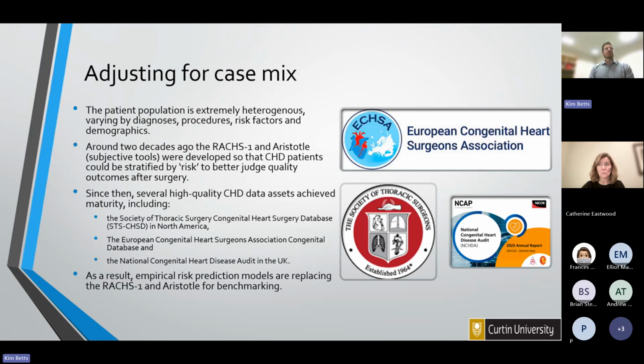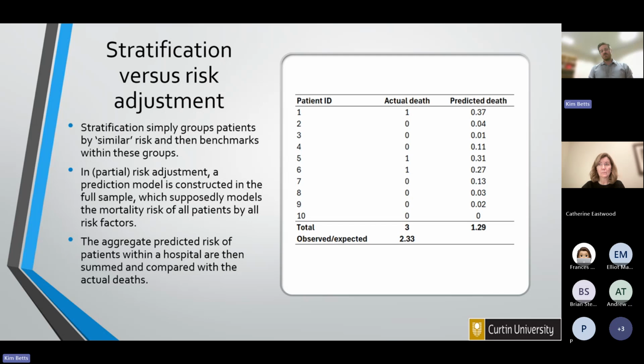But since then, there is now quite a lot of data on these patients. So instead of relying on these subjective tools, we've now started building empirically based risk tools. Okay, so the difference, and I just want to point out the difference operationally quickly, is when you stratify patients by these subjective risk categories, it's quite crude, because you just have all patients with procedures considered at the lowest risk, and then the next risk, and so on.